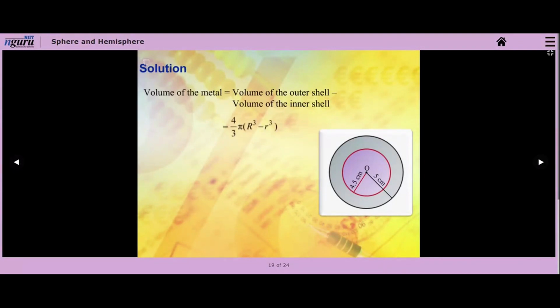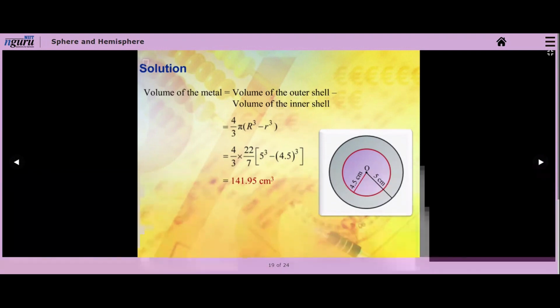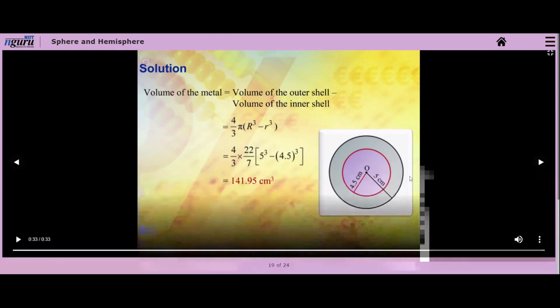We know that the volume of a spherical shell is 4 upon 3 pi multiplied by capital R cube minus small r cube. In the formula, put the values of the outer and inner radii as 5 and 4.5 respectively. We get the volume of the metal equal to 141.95 cubic centimeters. So now you will get this answer. 141.95.